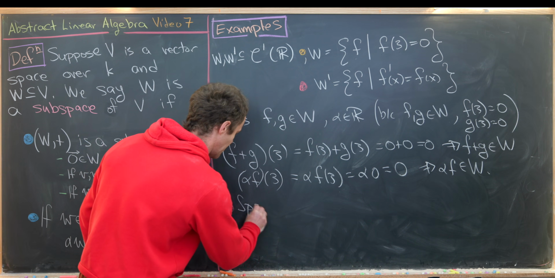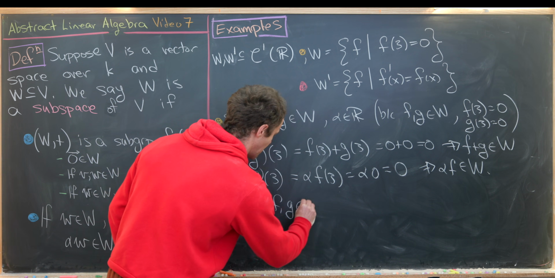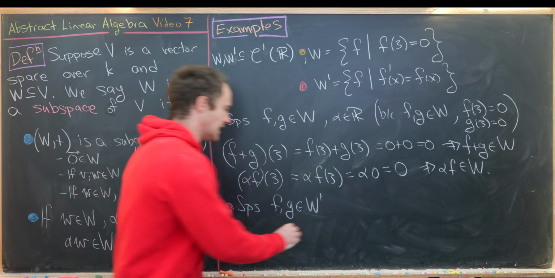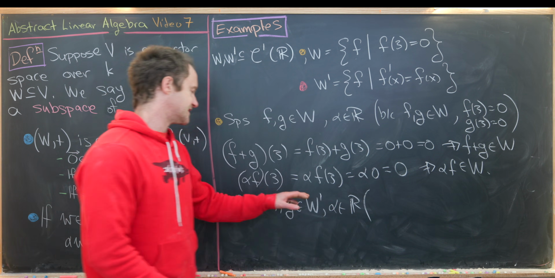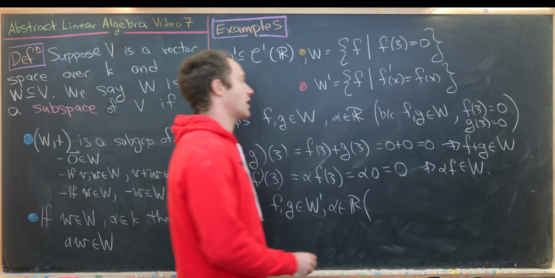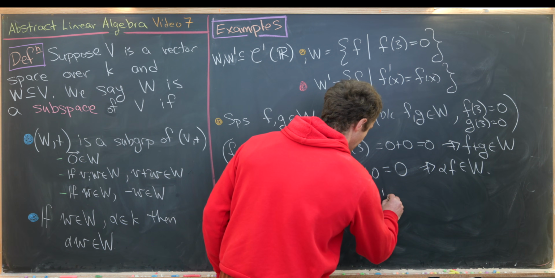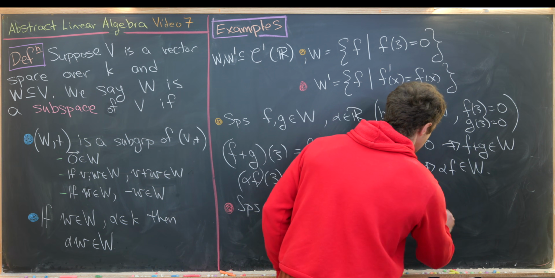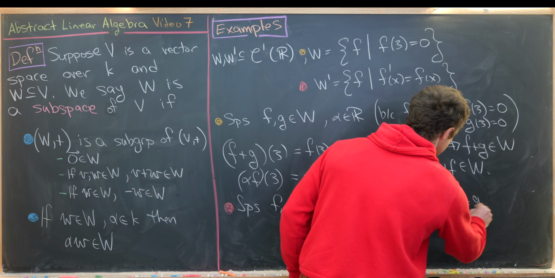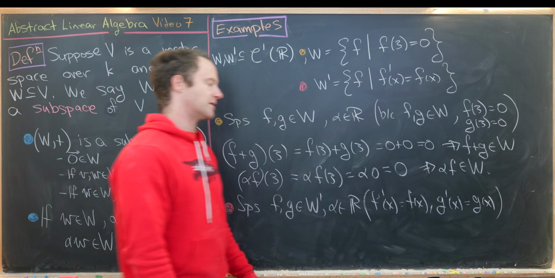So let's suppose that f and g are in W prime, and alpha is in R. Since f and g are in W prime, we know f prime of x equals f of x, and g prime of x equals g of x. That's the entry fee to be in W prime.